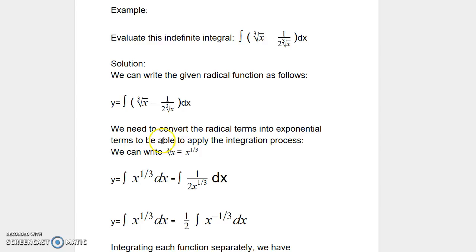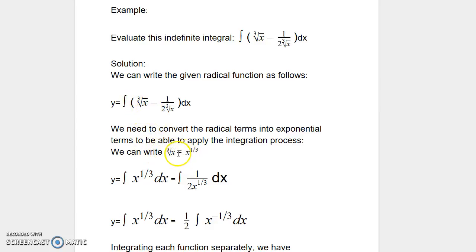So to be able to simplify this, first of all, to be able to solve this example problem, we want to convert the radical terms to exponential terms. And how do we do that? This is the way we want to do it.